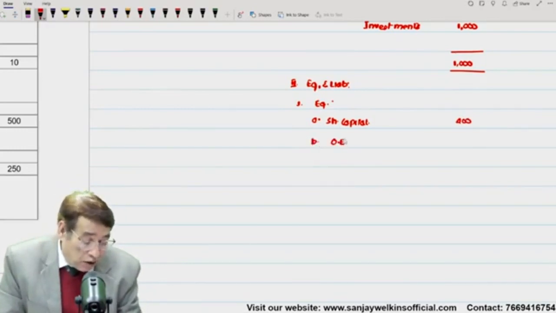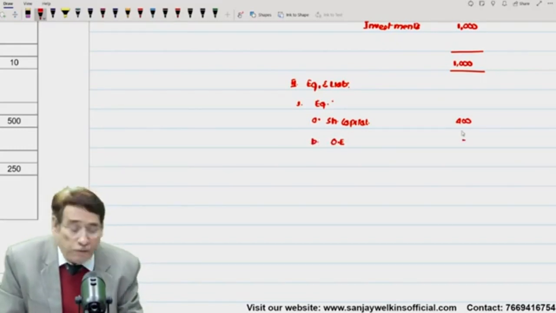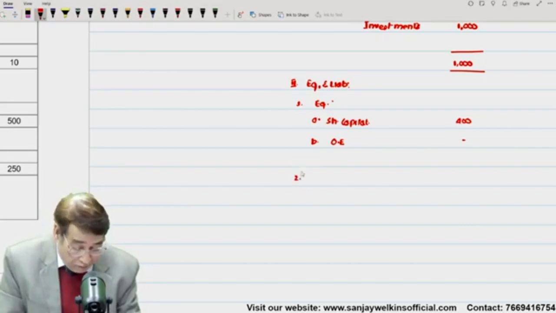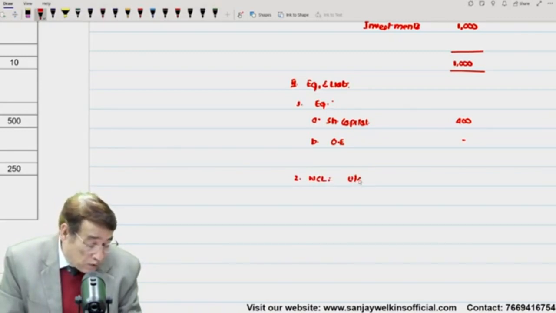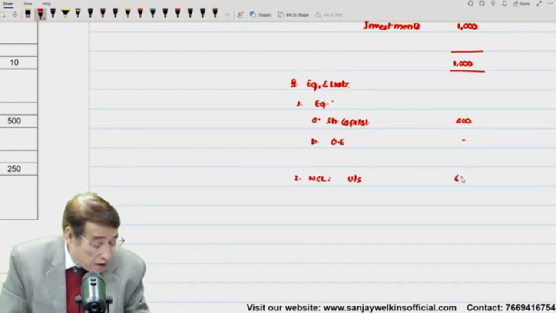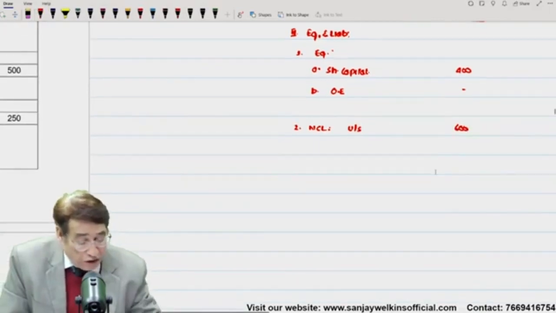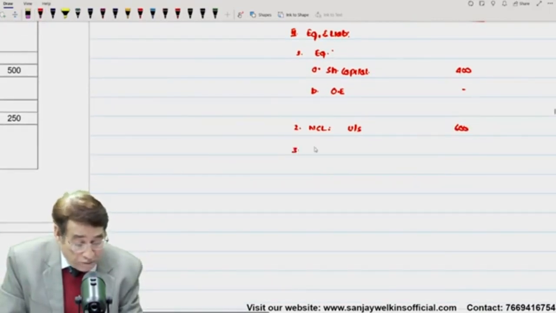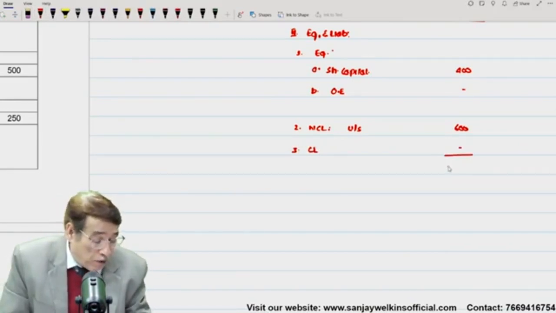No other equity item is there. No capital reserve is there. Then I am going to write here second, non-current liability. That is unsecured loan, worth rupees 600, we have taken over, and we haven't taken over any current liability. So total will be equal to 1000.